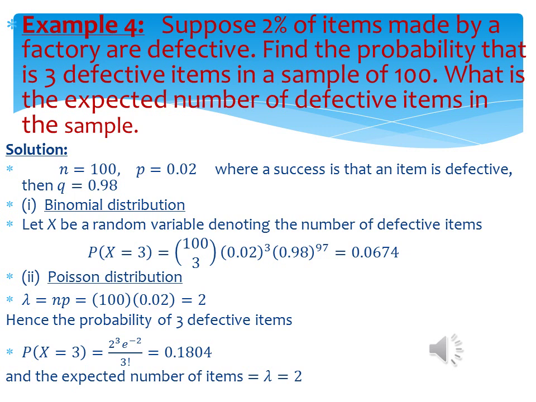So the Poisson probability is 0.1804, and the binomial probability equals 0.0674. So here it is better to use Poisson, and we can use Poisson first because n is large, n is 100, meaning more than 50, and p is very small, 0.02. So it's better to use the Poisson distribution. Thank you for this lecture.